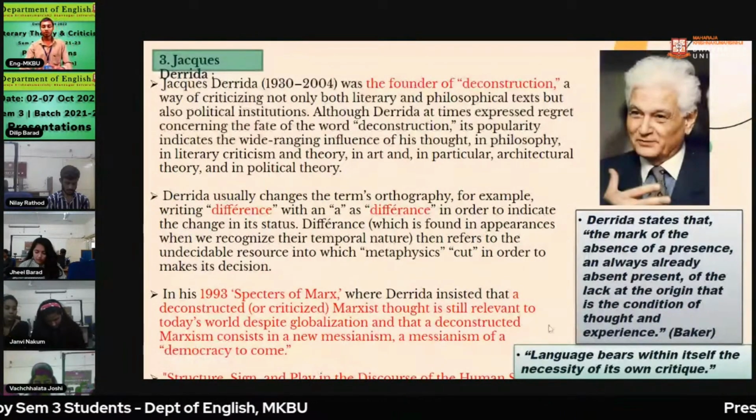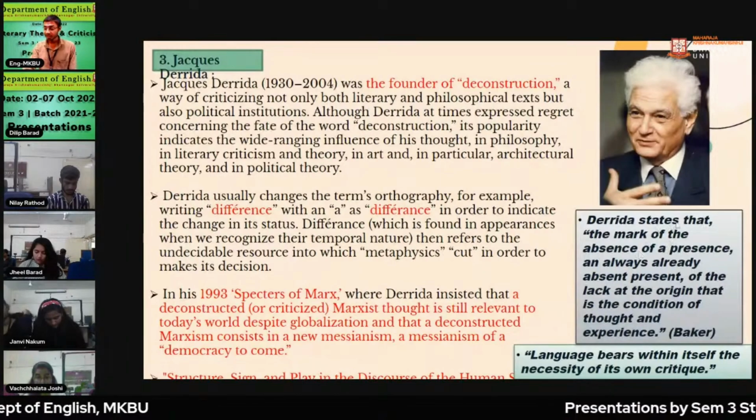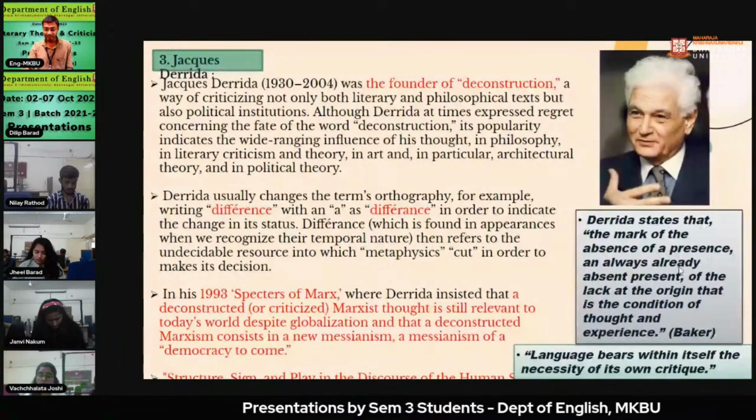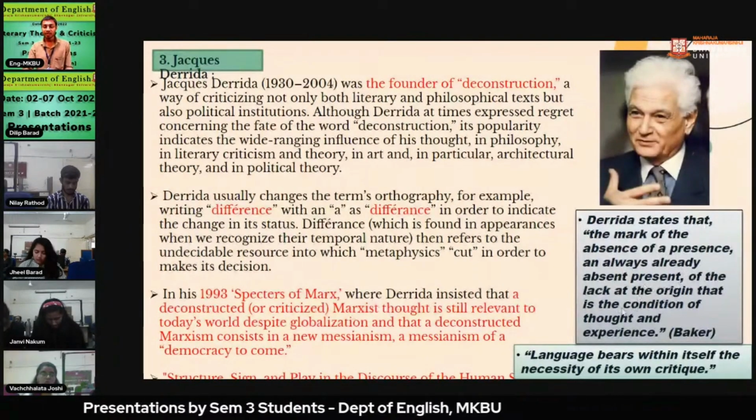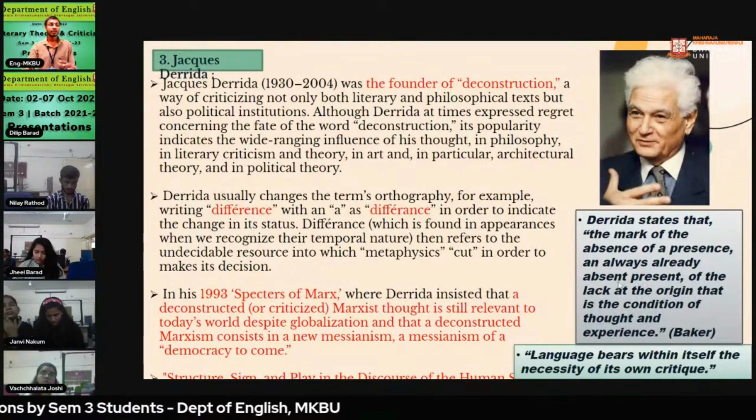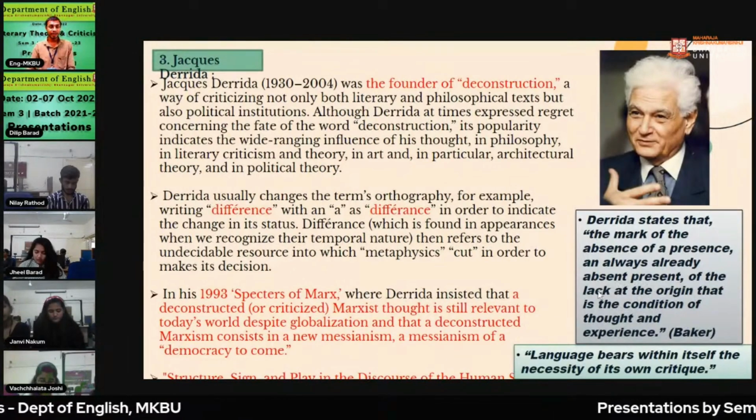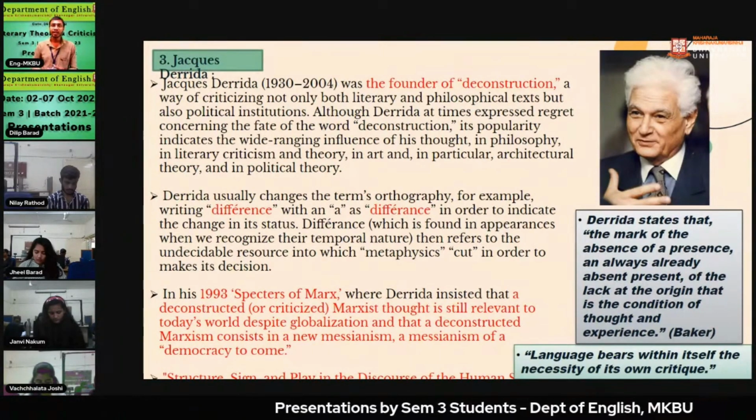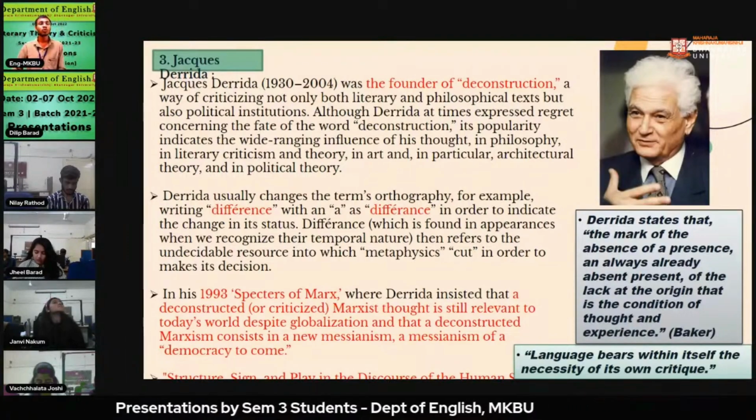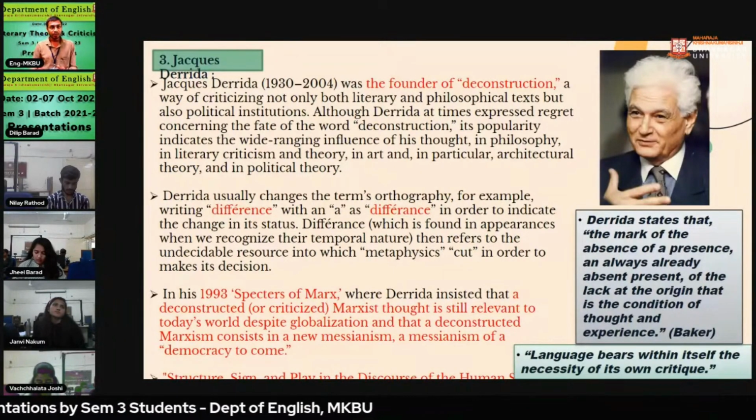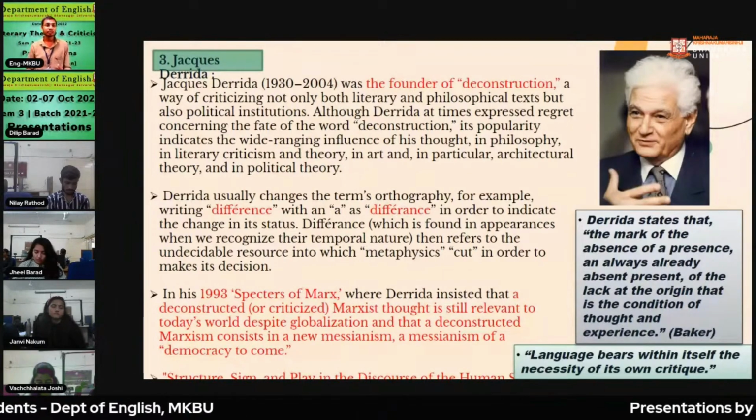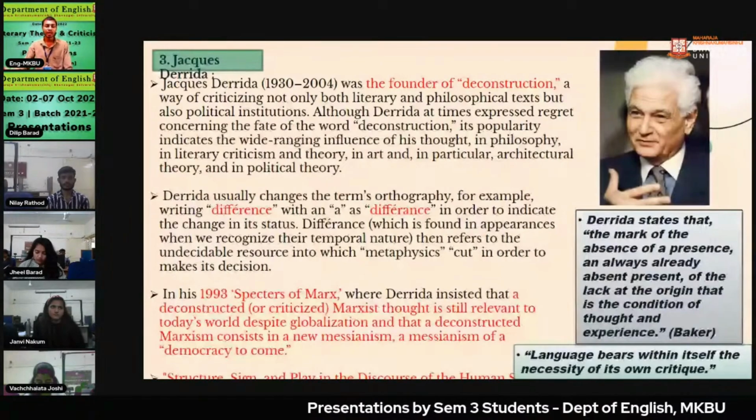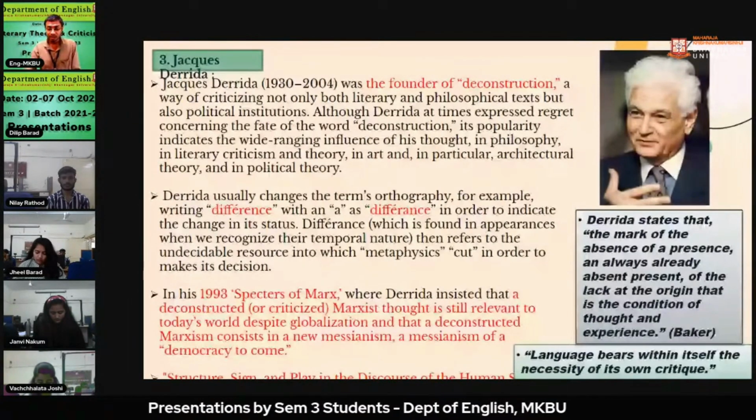So there are two famous quotations. The first one is where Derrida states the mark of the absence of a presence, an always already absent present, of the trace at the origin, that is the condition of thought and experience. So here again the emphasis is that we have to read absence over presence. Suppose we have this post-colonial argument, where the colonizers are writing the history of those who are being colonized by them. So we have to read the absence over presence. What is proposed to us, like two lines, we have to read between the lines. So there is the phrase reading between the lines, which must apply whenever we are deconstructing any text.